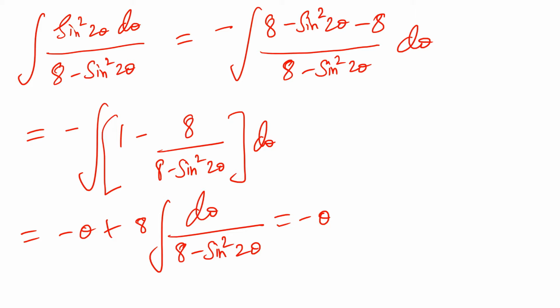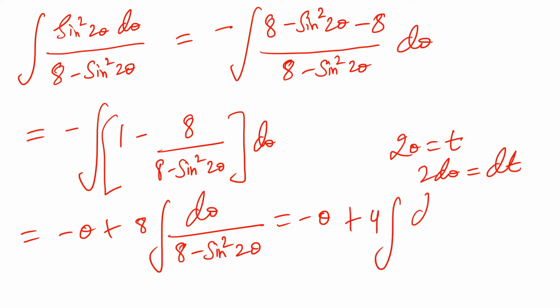First of all, we can do the substitution that 2 theta is equal to t. So that means 2 d theta will become dt. Fine. So this d theta part can be written as half dt. So it becomes 4 into dt upon 8 minus sine square t. Fine. Now we move further.